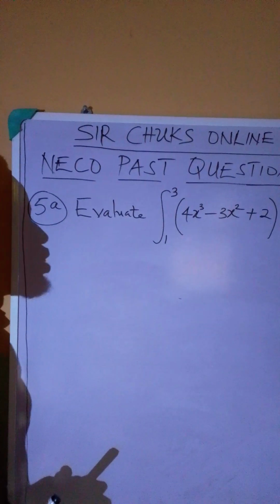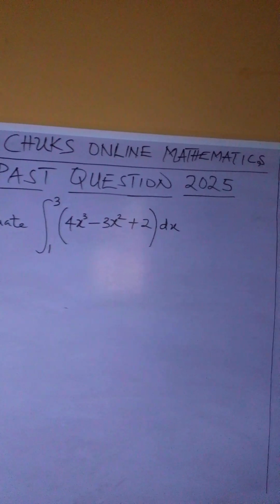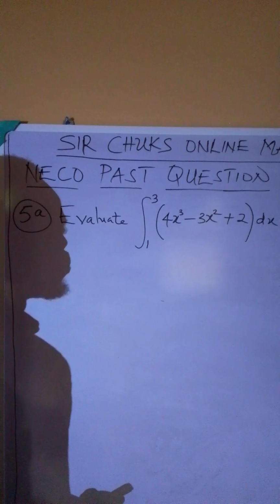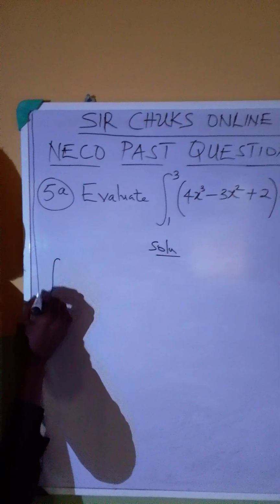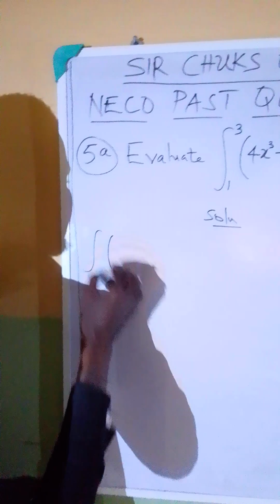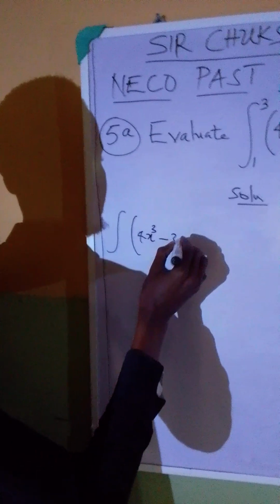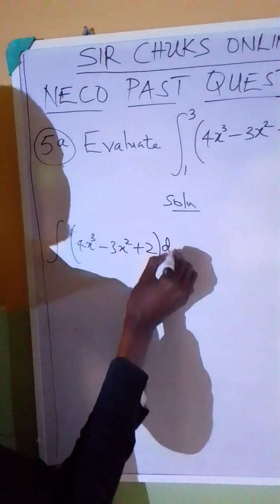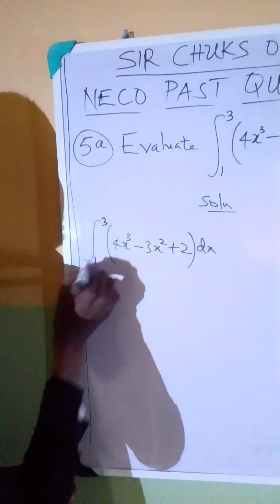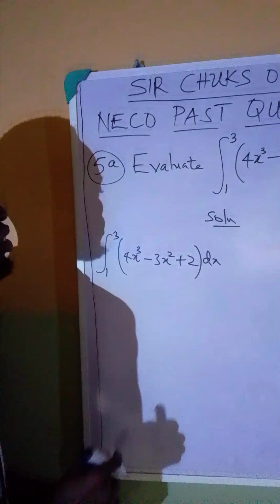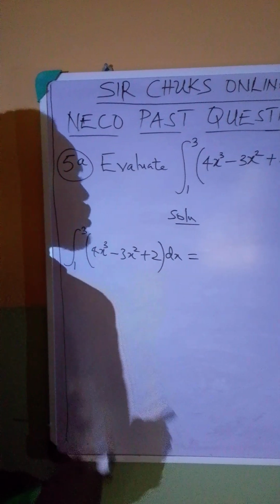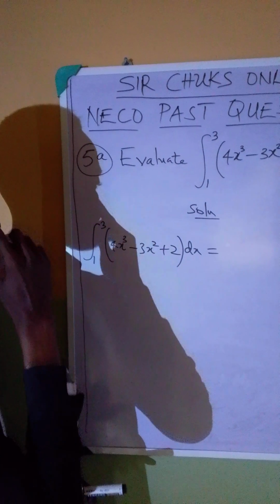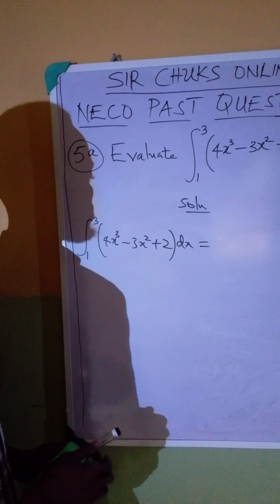So this question is question number 5A, the NECO that was written yesterday, being the 16th of July 2025. Solution. So I have the integral of 4x cubed minus 3x squared plus 2 dx, having 3 and 1 as the limits of this integration. So what I have to do now is to integrate this function to get my integral.